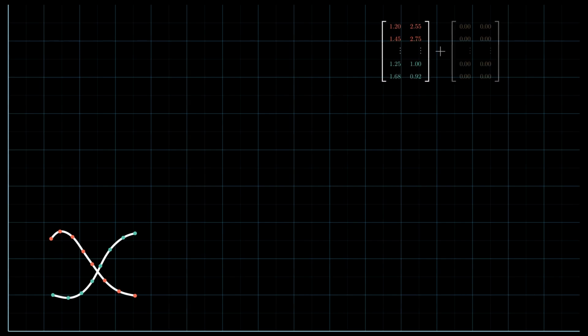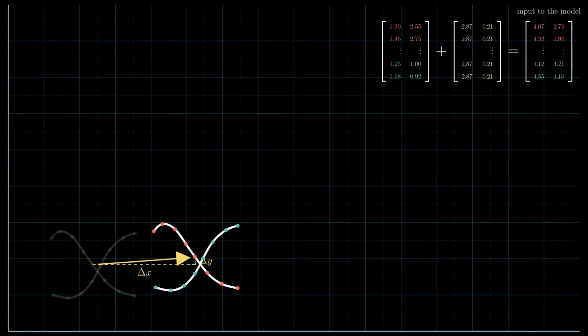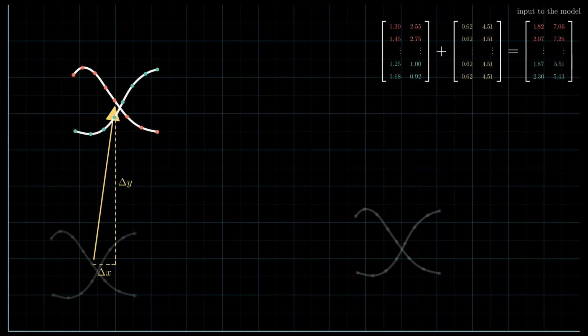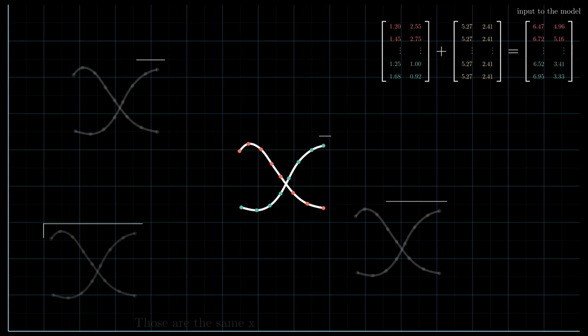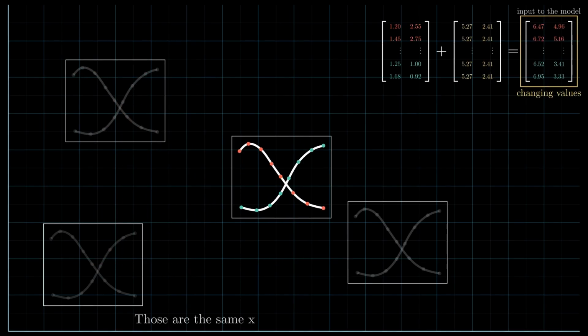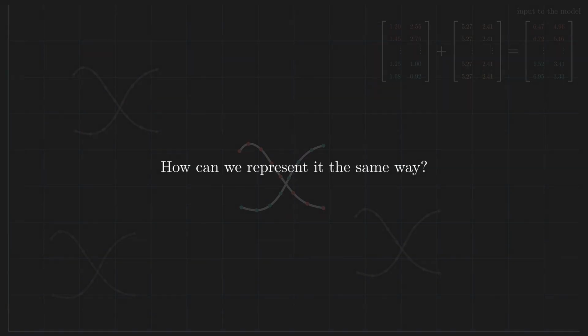For feature representation, imagine writing the letter X at different positions on your tablet. Even though the location changes, it still represents the same X. But to the model, the raw input looks completely different. So the question becomes, how can we represent these variations in the same way? Or in other words, how do we extract the underlying features that make an X an X?